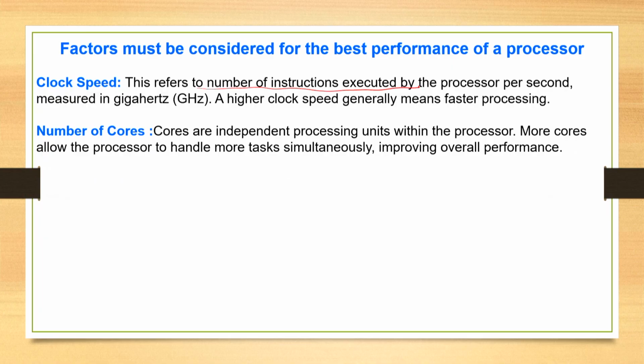Next one is the number of cores. What are cores? Cores are independent processing units within the processor. So if we have a larger number of cores, it means more instructions get executed simultaneously.